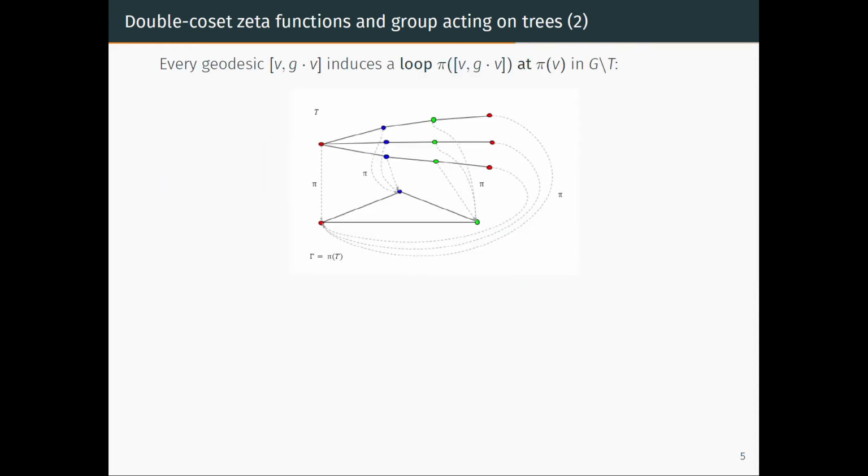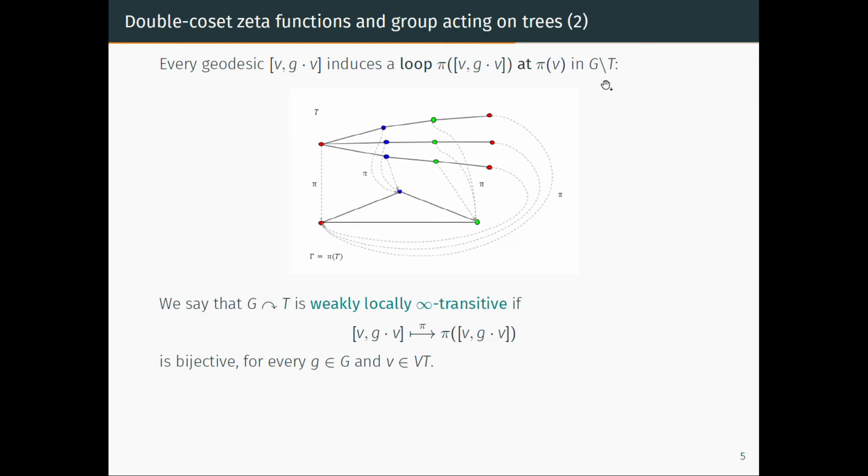In detail, we can observe in this general setting that every geodesic from v to gv, where g is arbitrary in G, induces a loop in the quotient graph based at πv, that is the image of v in the quotient graph. And more precisely, we have a surjective map from the set of all geodesics from v to another vertex in the same G-orbit onto the set of all loops at πv in the quotient graph. If these maps are all bijective for every v, then we say that the group G acts weakly locally infinite transitively on T. Why this name?